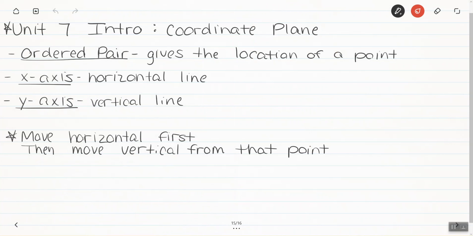So an ordered pair gives the location of a point. The x-axis is the horizontal line. The y-axis is the vertical line. Now, if you've ever played Battleship, you move horizontal first, which is side to side, and then you move vertical. So we're just going to practice that today.